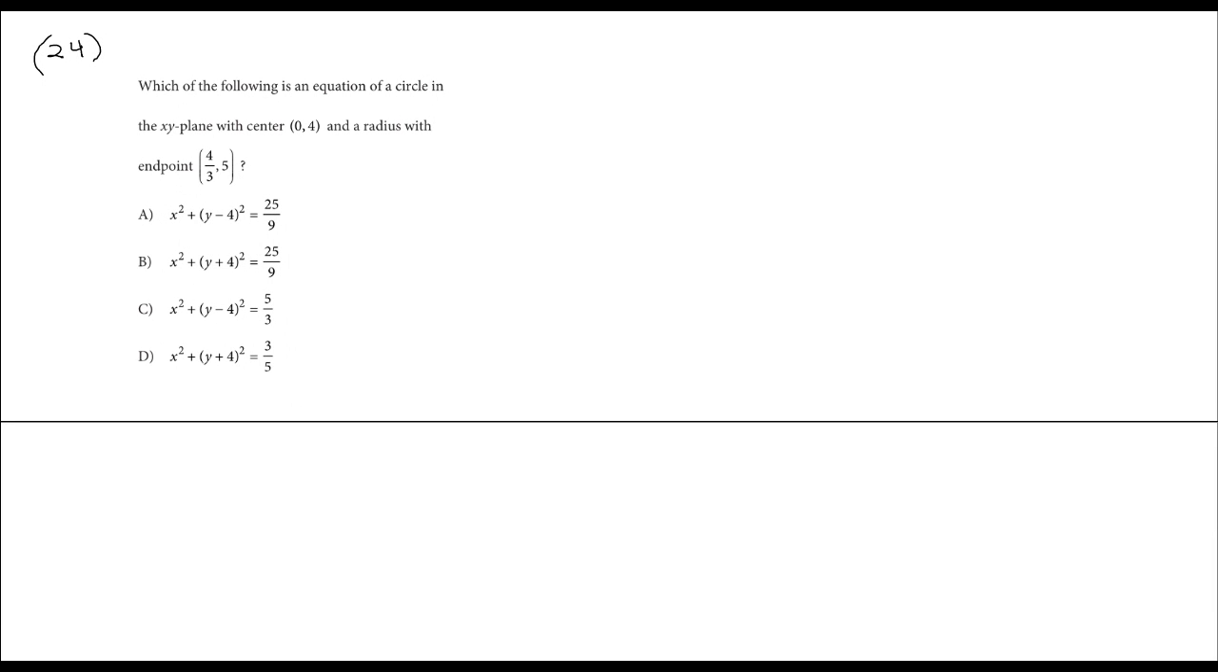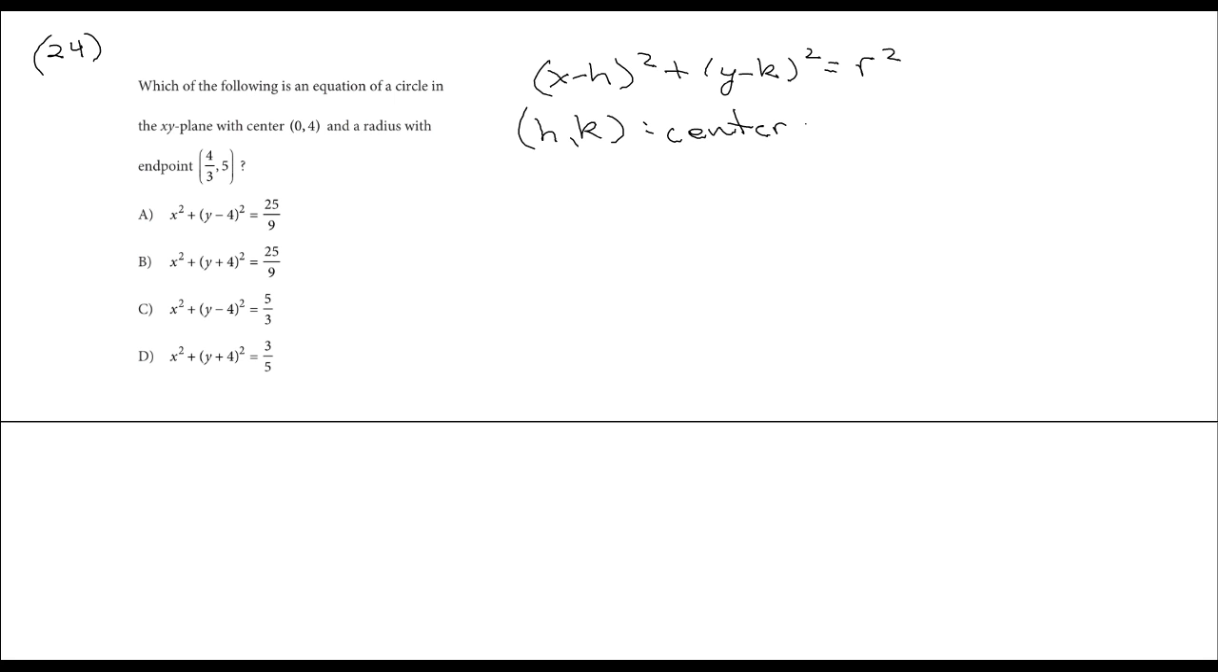To answer number 24, I find it helpful to know what the general equation for a circle would look like. And that would look like (x minus h) quantity squared plus (y minus k) quantity squared equals r squared. And this is where (h, k) would be the center of the circle, which they tell us is (0, 4). So this is my h, this is my k.